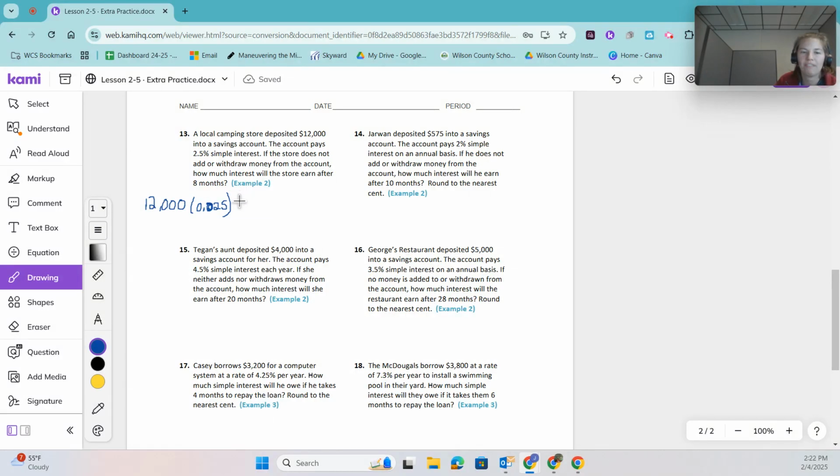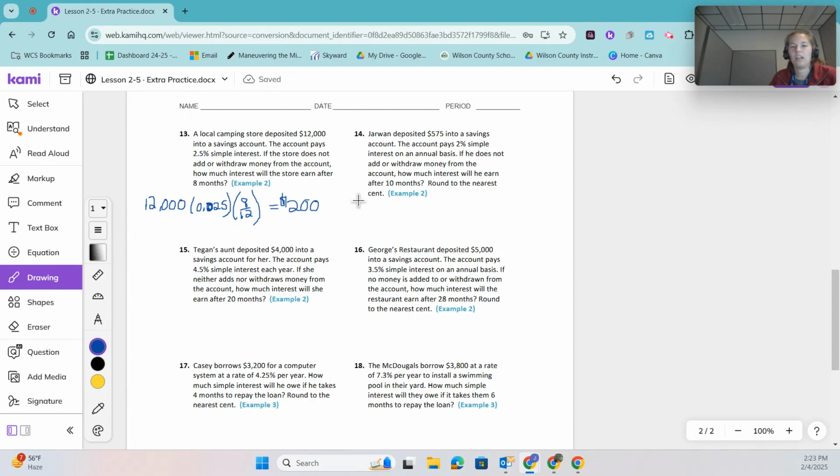So now we have to turn 8 months, which is 8 out of 12, into a decimal or just leave it as a fraction. So you're doing 12,000 times 0.025 times 8/12. And that's going to be $200 in 8 months.